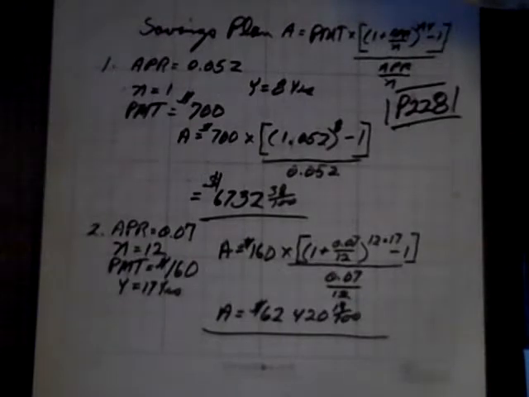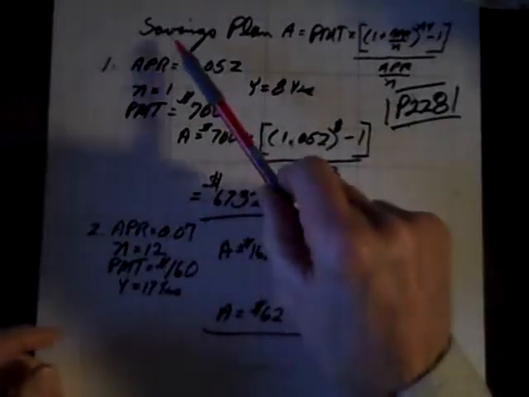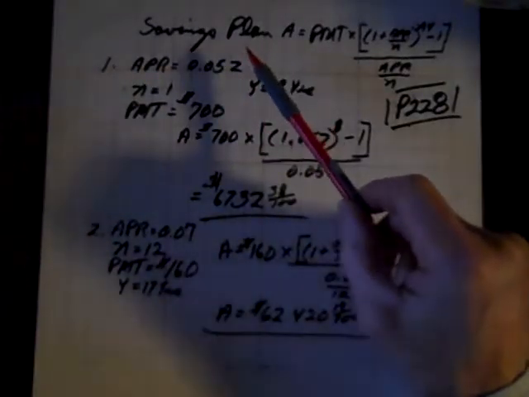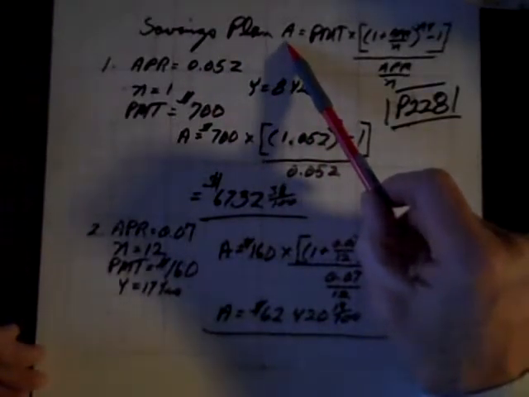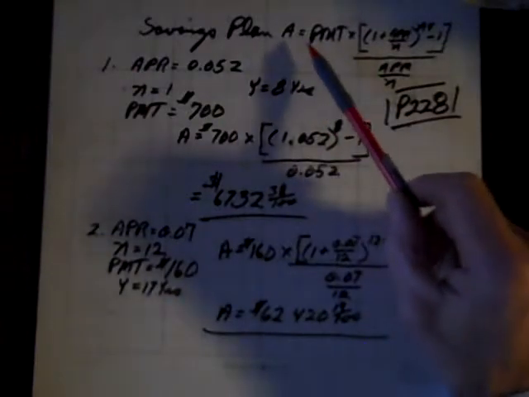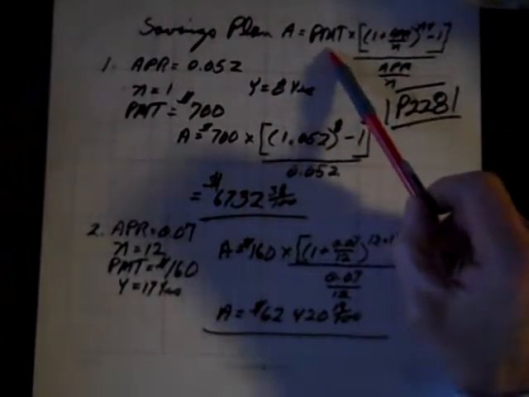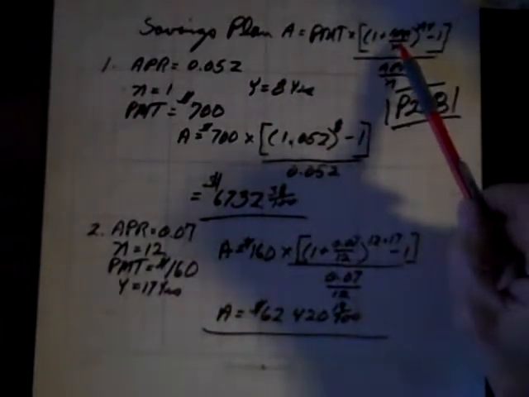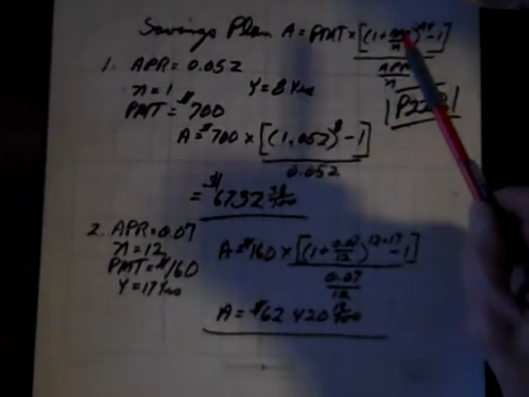Okay, now we're on Unit 4A, or excuse me, 4C. And what we're doing, we're dealing with savings plans. For example, if you put so much money away every month, at the end of so many years, you're going to have some amount, you see. So A equals the accumulated balance. PMT is your payment, and we still have APR and the number N for the number of compoundings per year and Y for the number of years.